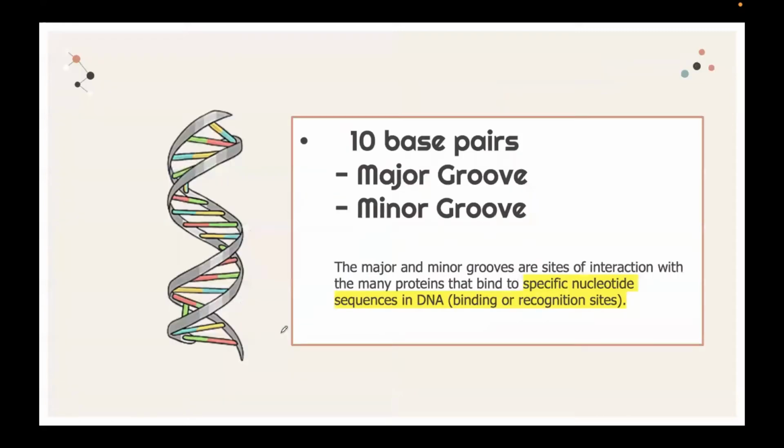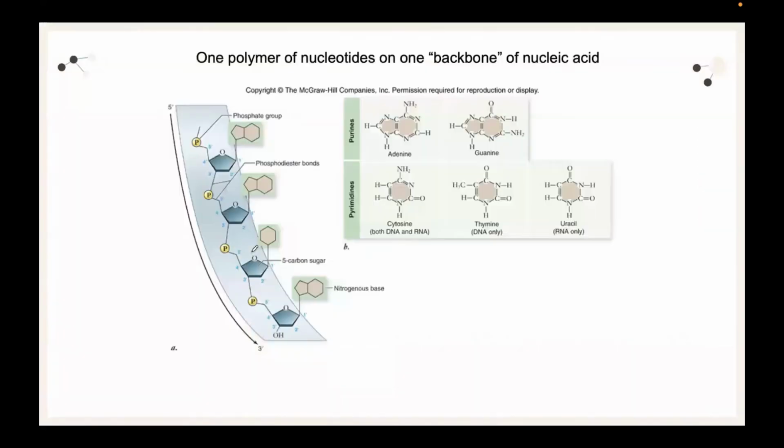Okay? So again, our DNA, meron tayong 10 base pairs for each groove. Ano po ba yung tinutukoy yung groove? Yung parang pinaka-turn. Diba? Yung intern dito. Meron tayong, sabi daw kada turn na yan, may 10 base pairs. And then, we have your major groove and then your minor groove. Ano bang significance ng major and minor groove to our DNA? The major and minor grooves are sites of interaction with the many proteins that bind to specific nucleotide sequence in DNA for the binding or recognition site.